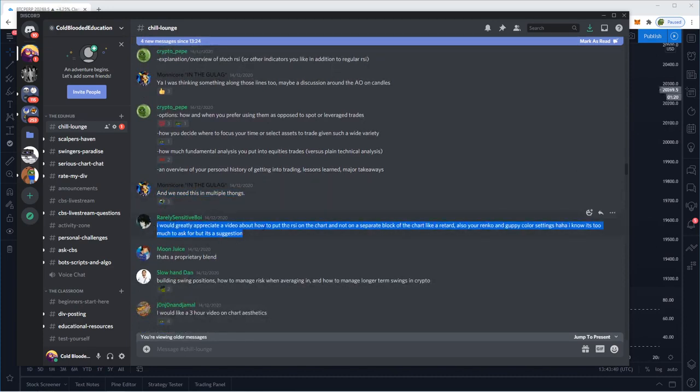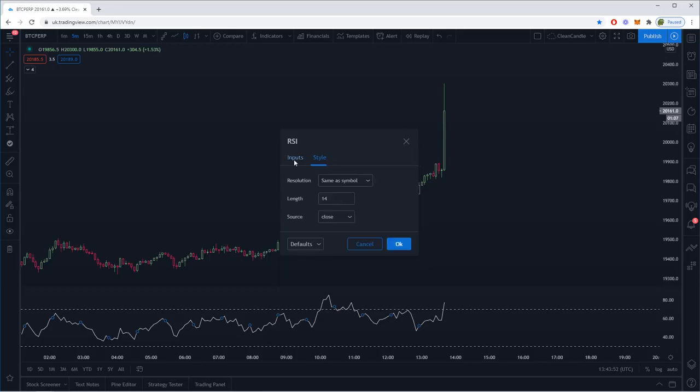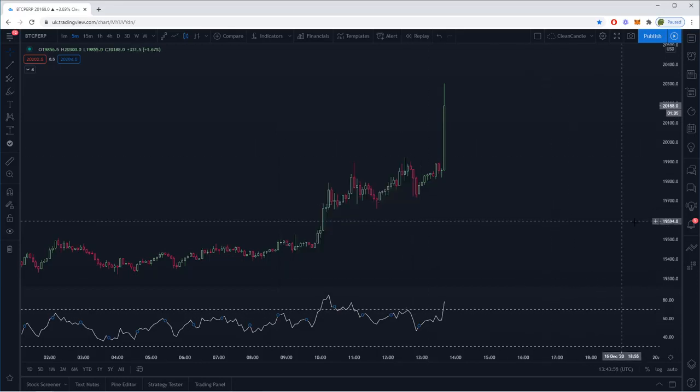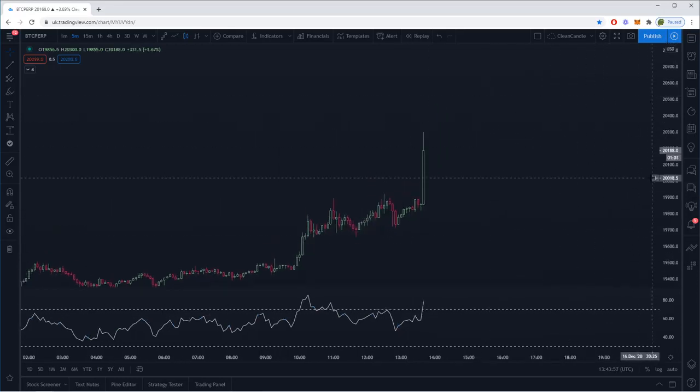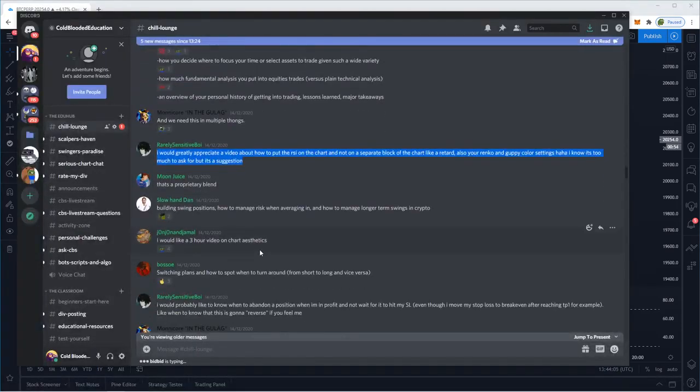I would greatly appreciate a video about how to put RSI on a chart and not separate block off the chart. Your Guppy and Renko colors, impossible. Proprietary. RSI. Make sure you hide all of your scale lines, and that will help to remove the boundaries between the two, so you haven't got a clean block between everything. I would like a 3-hour video on chart aesthetics. I would love to do that, trust me.